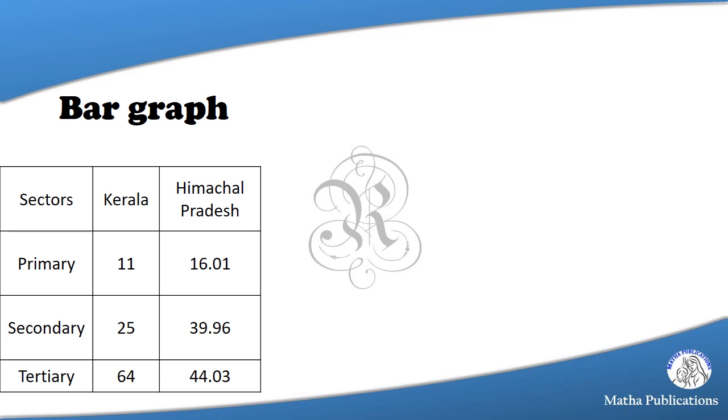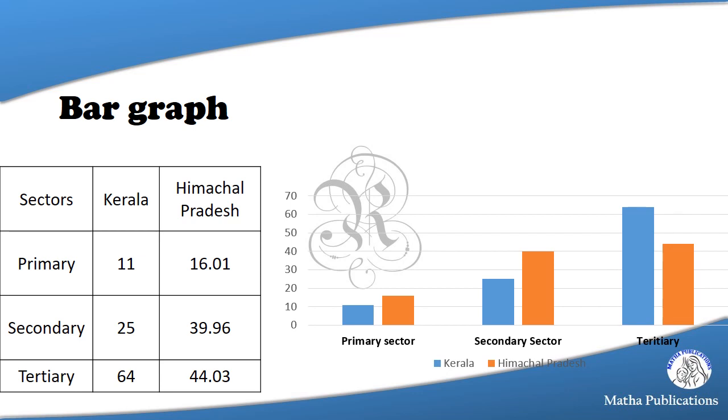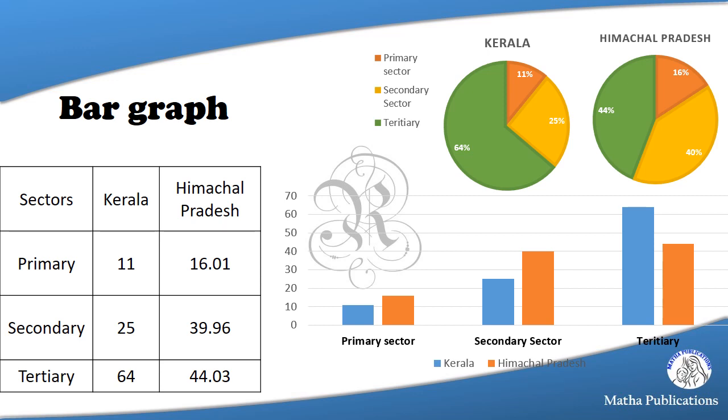A bar graph is also a method for pictorial representation of data. This is used when actual numbers are to be compared and not the percentage or relative quantity. Given is the data of percentage of GDP from primary, secondary and tertiary sectors in Kerala and Himachal Pradesh. This data can be represented using a bar graph as shown. This data can also be represented in pie charts.